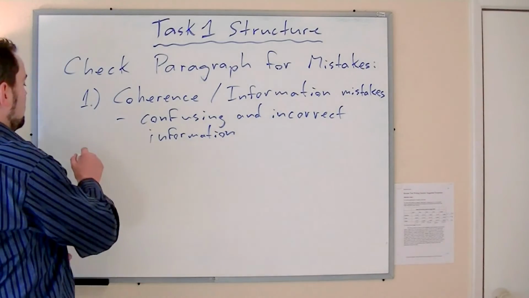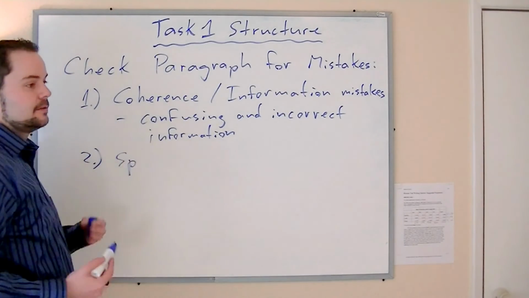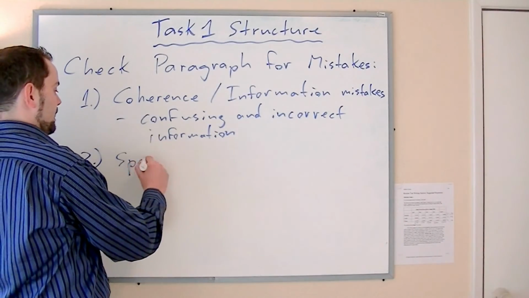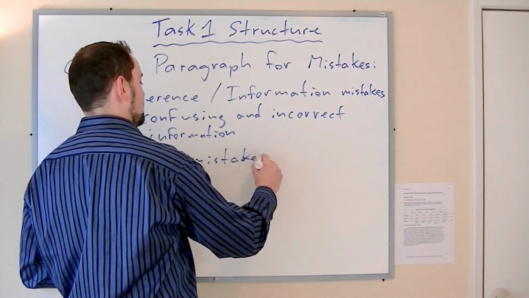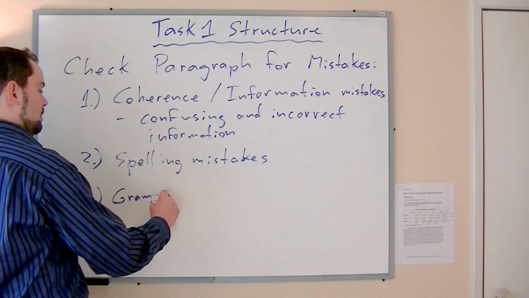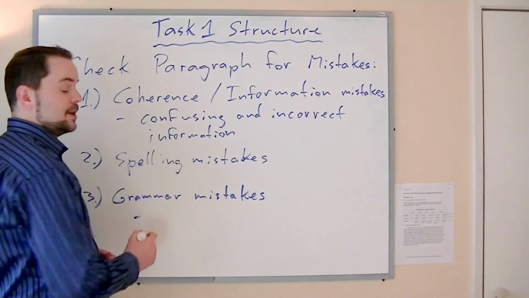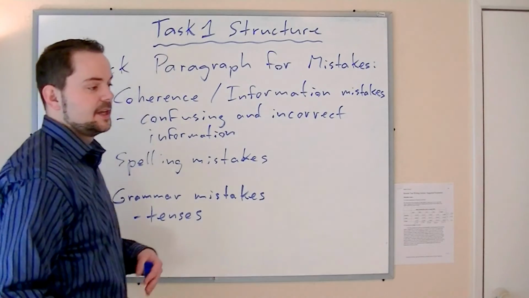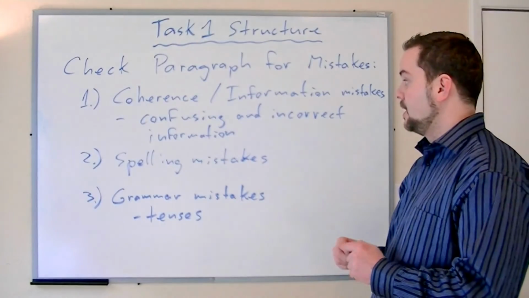The second type of mistake are, of course, spelling mistakes. So if you can, look for spelling mistakes. It's not the most important. Worry about number 1 most. And then, of course, third are grammar mistakes. Grammar mistakes can include, for example, things like tenses. So you want to make sure that you're using the past tense when you should use the past tense, using the present tense when you should be using the present tense.